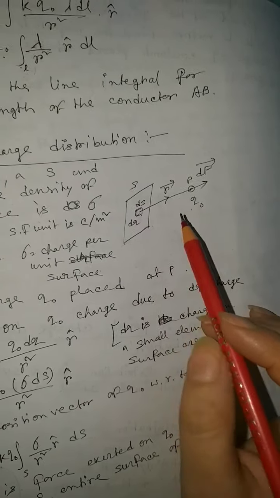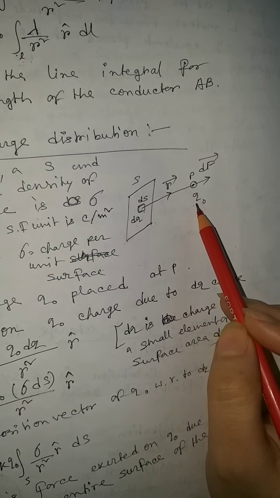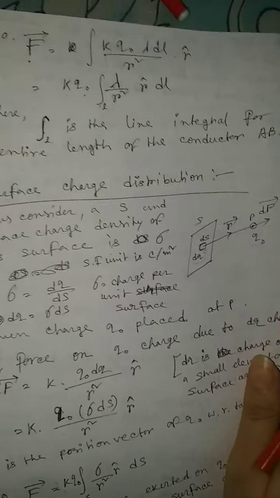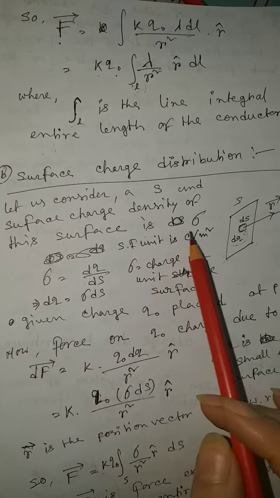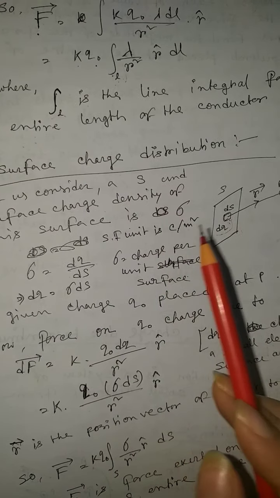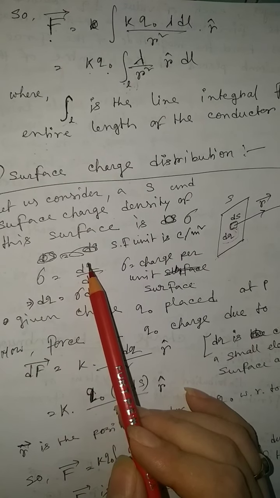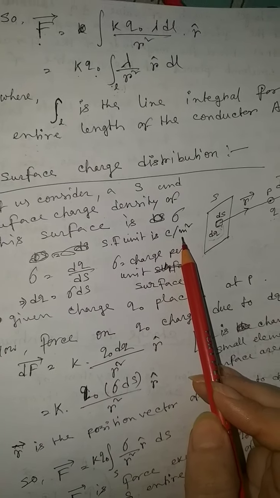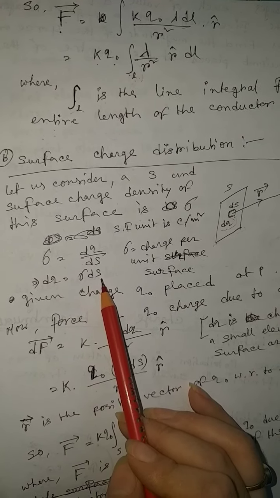Clear? So here df represents the force on q naught charge which is placed at point P due to dq amount of charge. From Coulomb's law, here I am considering another thing, which is sigma. Sigma represents surface charge density, that means charge per unit surface. So we can write sigma equals dq by ds. Clear? And the SI unit of sigma is coulomb per meter square. From this equation you can see dq equals sigma into ds.